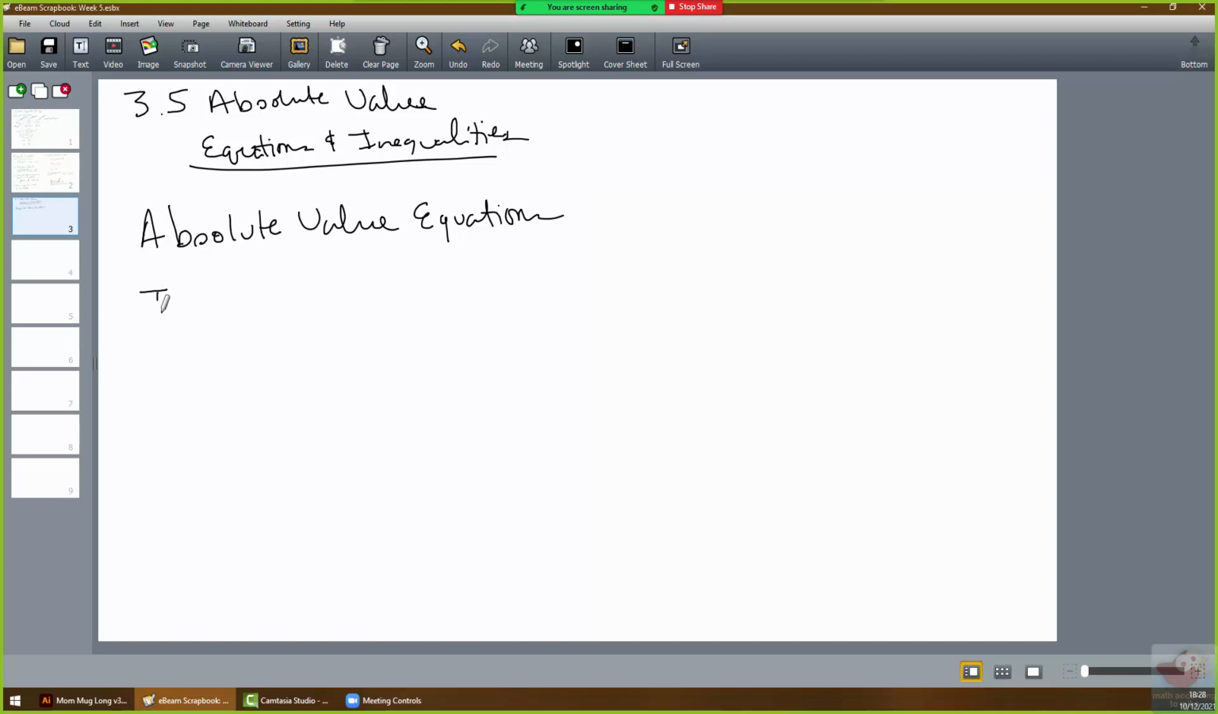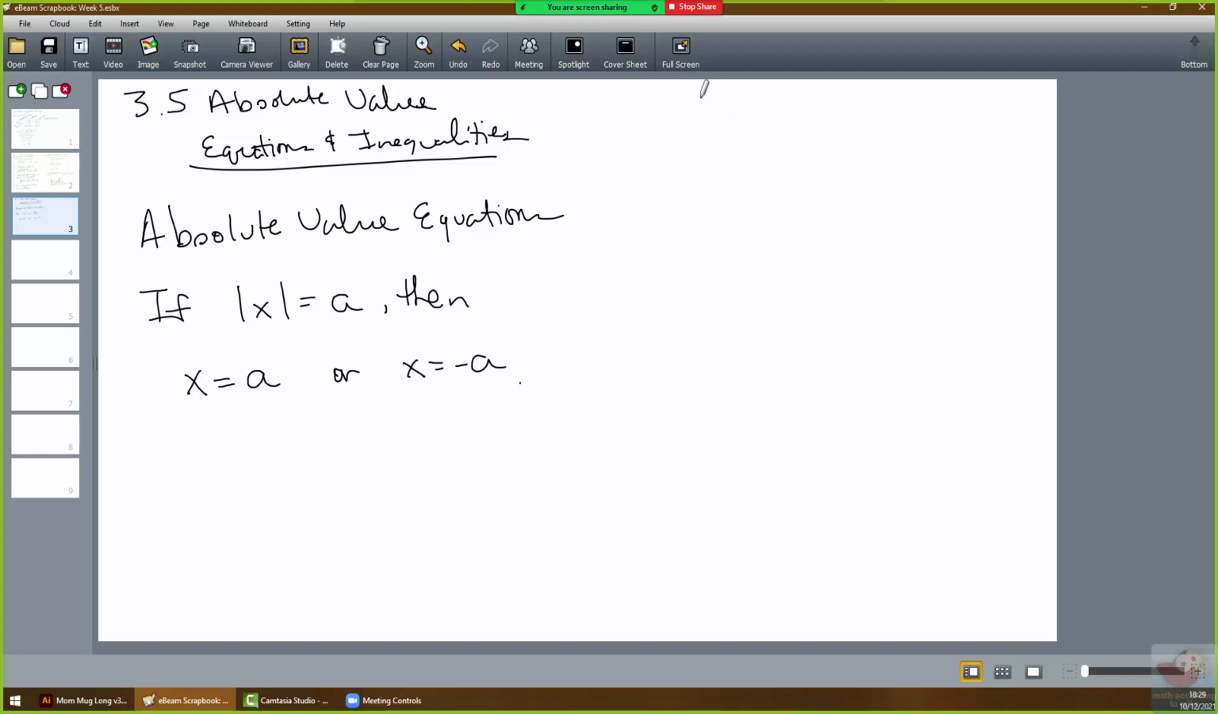And the key thing is, if an absolute value of x is equal to a number a, then there are two possibilities. Then either x is equal to a or x is equal to negative a. That's the big thing you need to know for an absolute value equation. So basically what happens is you turn your absolute value equation into two minor equations.